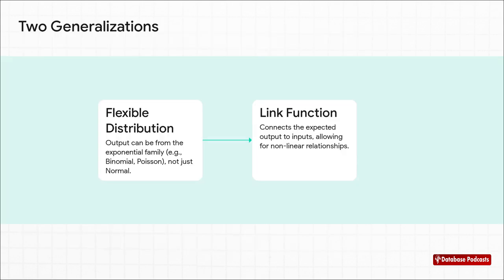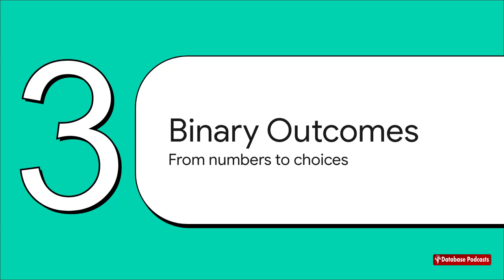So here's what makes them so awesome. First, you're not stuck with that classic bell curve output anymore. You can model all sorts of things like counts or binary outcomes. And second, there's this clever piece called a link function. Think of it like a translator. It connects our inputs to the output, even when the relationship isn't a simple straight line. The big takeaway here is that GLMs just open up this whole new world of prediction problems.